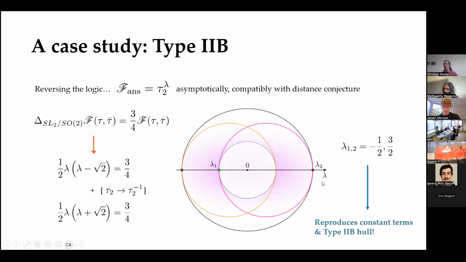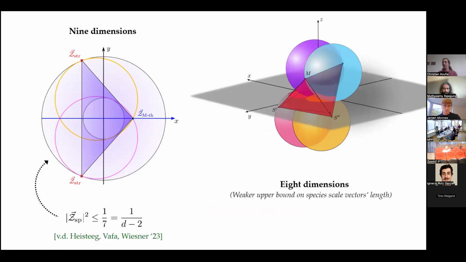Okay, so this example is very simple because everything is aligned. So one can go down in dimensions to 9 and 8. If one applies the Laplace equation in 9 dimensions, one gets this upper bound on the length of the species vector, which precisely recovers the upper bound proposed in this paper here. So this is very nice. In 8 dimensions, one can still get an upper bound, even though it's weaker than the one on the left.